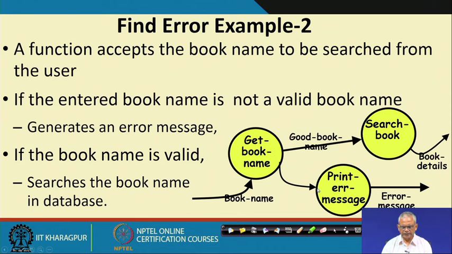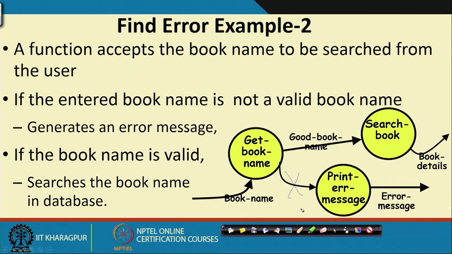So this arrow is incorrect, because print error message produces some standard error message. It does not need any input data, and therefore this is a control arrow, and this is not really required.